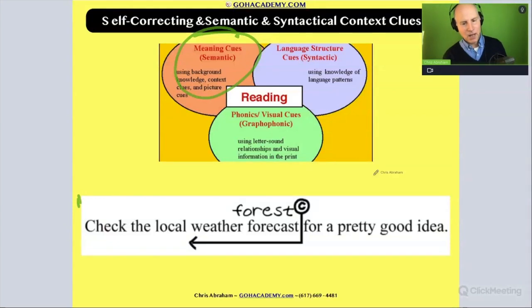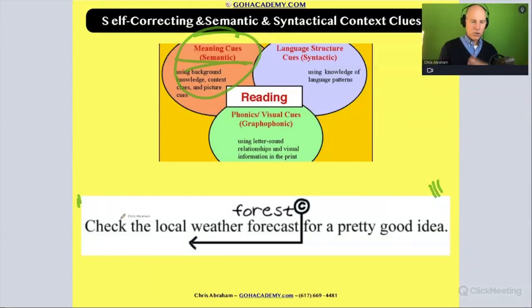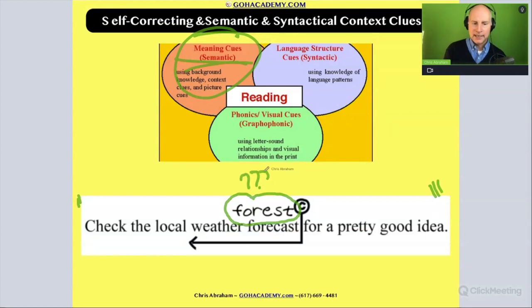And this is the sentence that's going to help us with the semantic context clue. Read it to yourself, please. Read it three times. It says here, the student was supposed to read, check the local weather forecast. And then they stopped and they reread it, because when they first read it, they said, check the local weather forest. And what happened when they said forest? They said, check the local weather forest, and they're like, ding, ding, ding. That doesn't make any sense, right?